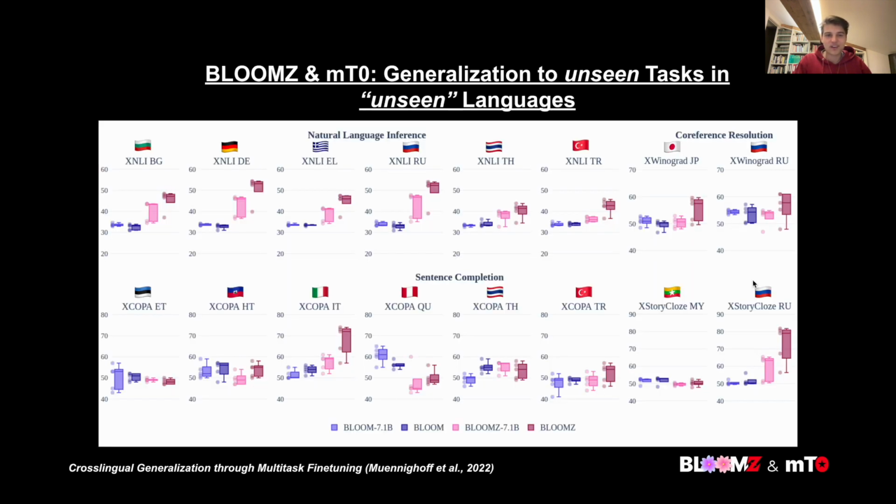We also find that models are capable of generalizing to unseen languages. With unseen, I mean that these are languages that the model has not been intentionally pre-trained nor fine-tuned on. So for example, for Bulgarian, BloomZ performs quite well, much better than Bloom, which was not multitask fine-tuned. And the same happens for German, Russian, Turkish, and all the other languages depicted here. And this is very intriguing because the model has not been intentionally trained on these languages, and also not on these tasks. So these are also unseen tasks. So it does two generalizations at the same time.